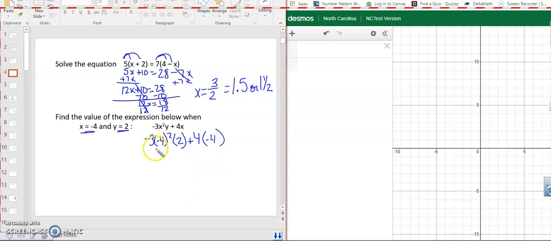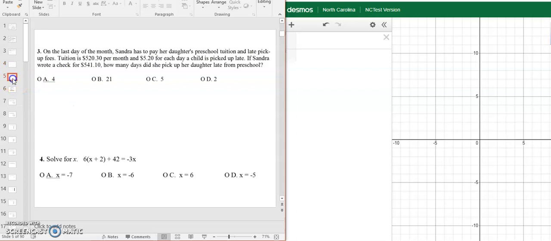Okay, just plug them in. And then you want to take care of exponents first. So we have negative 3. Negative 4 squared is 16. So now let's multiply. We have negative 3 times 16 times 2. That gives us negative 96. And 4 times negative 4 is negative 16. So if we have negative 96 minus 16, we have negative 112. Okay? Just simple solving for x.